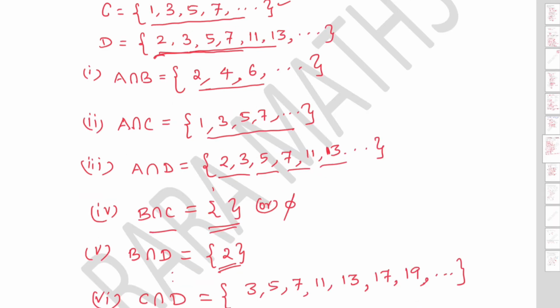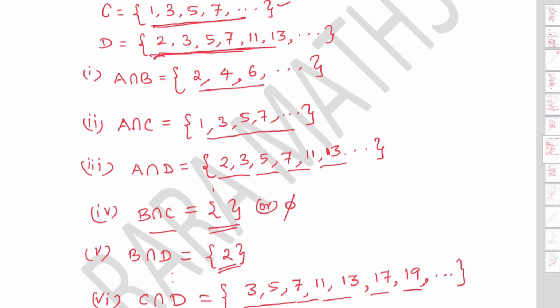And C intersection D. So C is 1, 3, 5, 7. D is 2, 3, 5, 7. So you get 3, 5, 7, 11, 13, 17, 19, etc. All primes except 2 are odd numbers, and C is all odd natural numbers. So this is the set of odd prime numbers, and it extends.